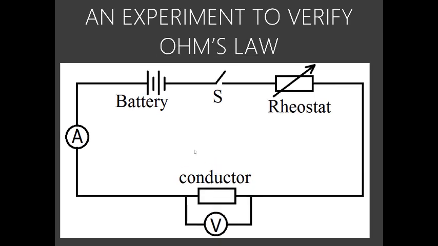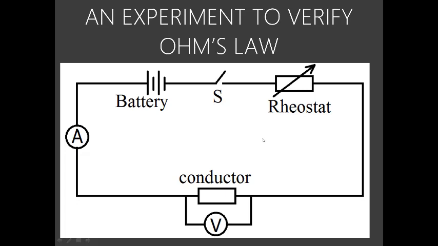The setup is very simple. You will have a battery, or you can use a cell. These are 2 cells, so this qualifies to be a battery. We have a switch, a rheostat, which is a variable resistor, an ammeter, and a conductor, which is actually a resistor. The rheostat, switch, battery, ammeter, and the conductor are connected in series, using the connecting wires as I showed you at the introduction of part 2, subsection A. Across the conductor or resistor, you connect a voltmeter to measure the PD, which will keep varying.